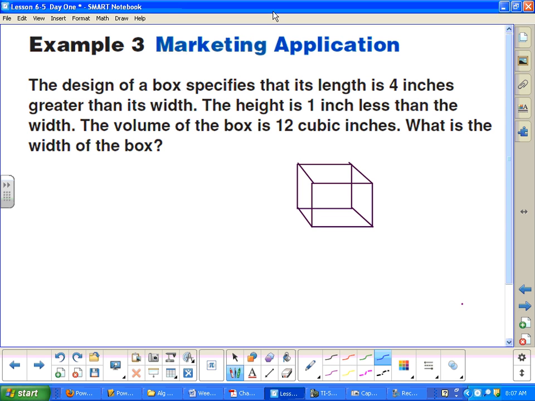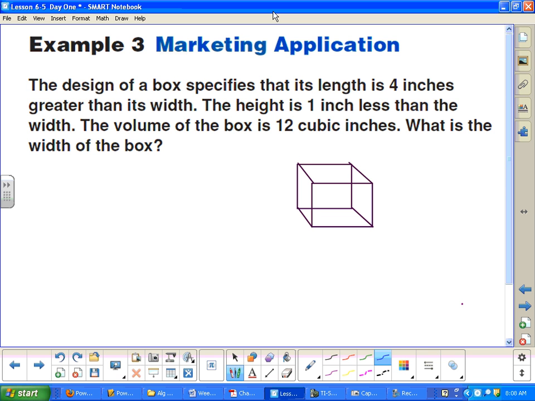All right, so with our solving by factoring, finding multiplicity, we're also going to look at an application that involves factoring and using factors. So here we have a design of a box that specifies that its length is 4 inches greater than its width. The height is 1 inch less than the width. The volume of the box is 12 cubic inches. So they want to know what's the width of the box.